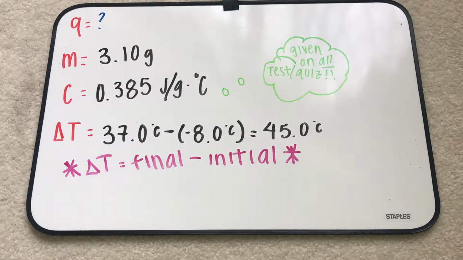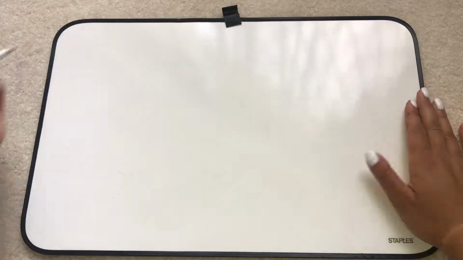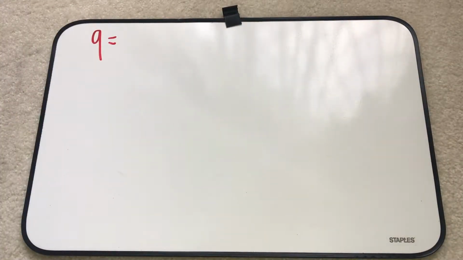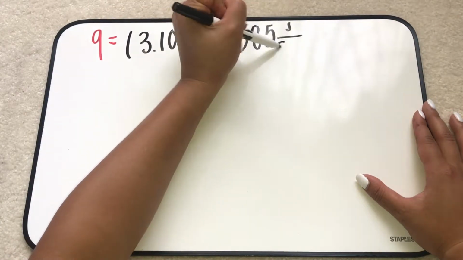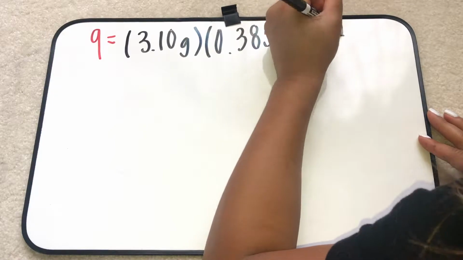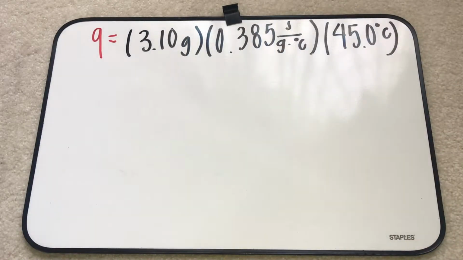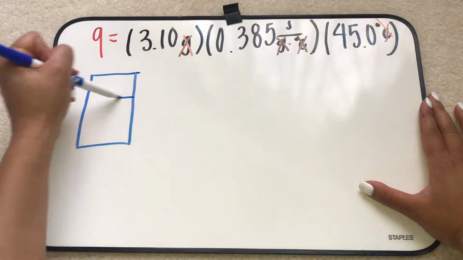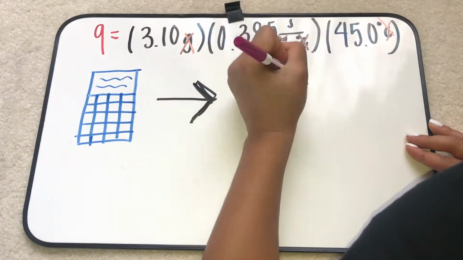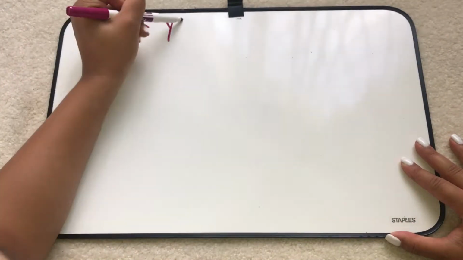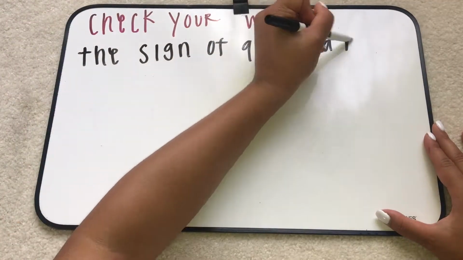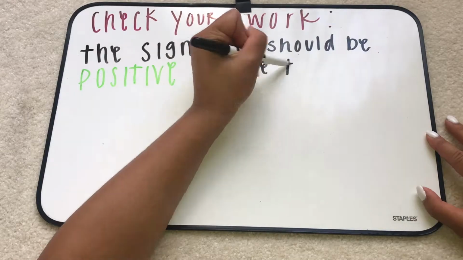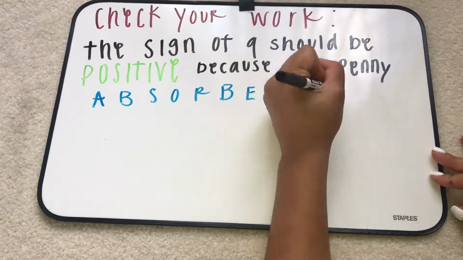Using these known values, we can plug them into the Q equals mc delta T equation in order to find Q, which is heat. Q equals 3.10 grams times 0.385 joules divided by grams times degrees Celsius times 45 degrees Celsius. You cancel out the matching units and plug it into the calculator to get an answer of 53.7 joules. To check your work, we can see that the sign of Q should be positive because the penny absorbed heat from the surroundings.